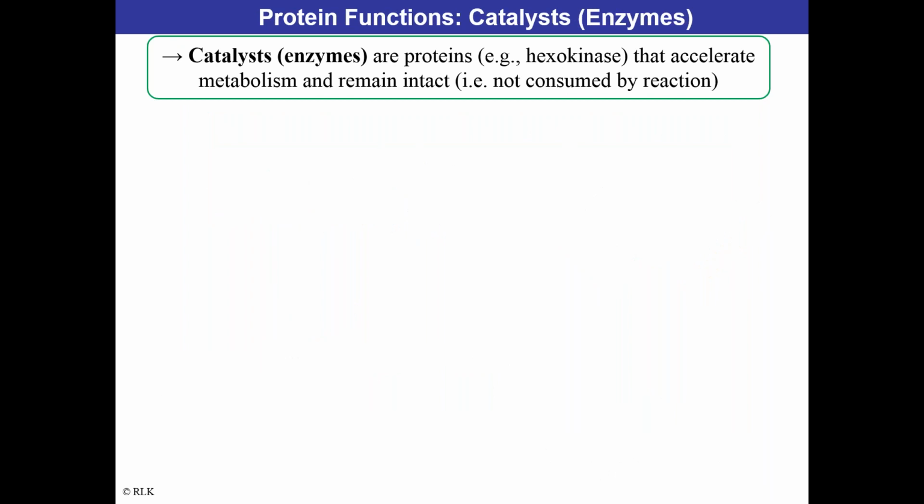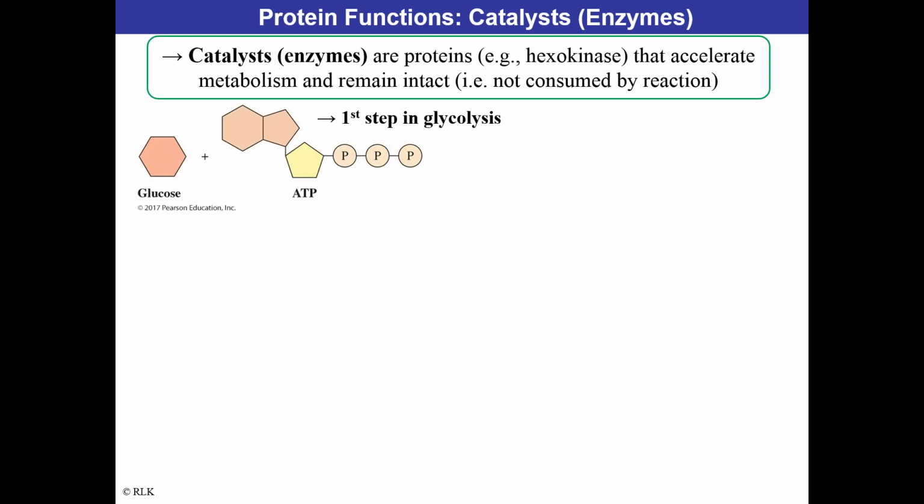Okay, finally, we're going to talk about catalysts. All right, and this is a pretty important aspect of proteins, right? We need enzymes to help make a reaction go more quickly than it would otherwise. So as this definition here says, we're going to consider them to be proteins, for instance, hexokinase. They accelerate metabolism and remain intact, all right?